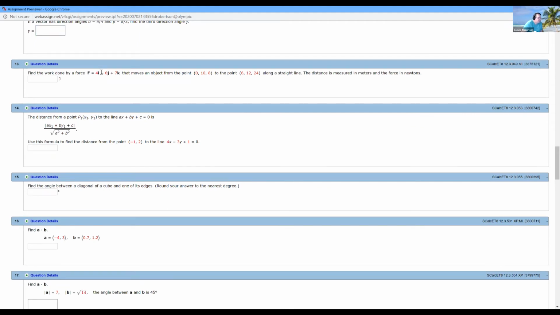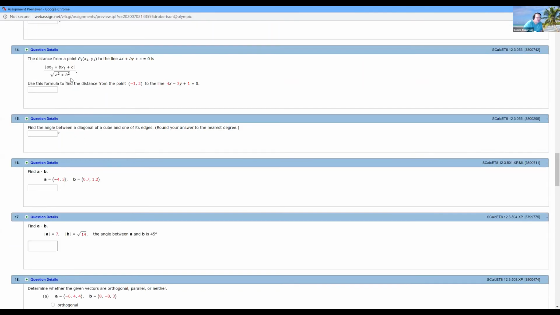Oh yeah, there's the pull the thing up the hill question. Right, there's the force vector from P to Q. I'd call this P, probably I'd call this Q. So you're going to find the dot product of F with the vector joining P to Q, and that will be your answer. 14 is basically, here's a formula, plug in A, B, and C and see what you get.